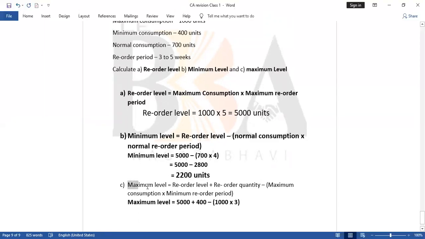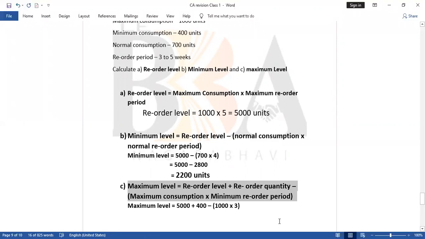Lastly, they have asked us to calculate maximum stock level, and the formula to calculate maximum stock level is: maximum level is equal to reorder level plus reorder quantity minus the product of maximum consumption and minimum reorder period. So reorder level we've already calculated, and that is 5000. Next, we need to add our reorder quantity, which is given to us in the problem, which is 400. After that, according to the formula, you have to subtract it from the product of your maximum consumption and minimum reorder period.